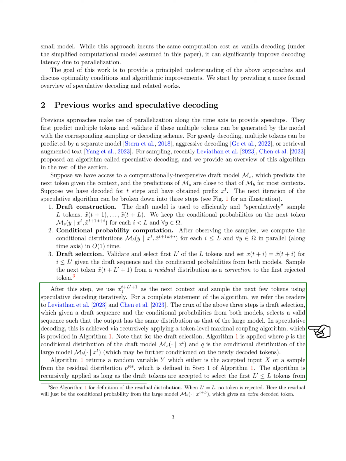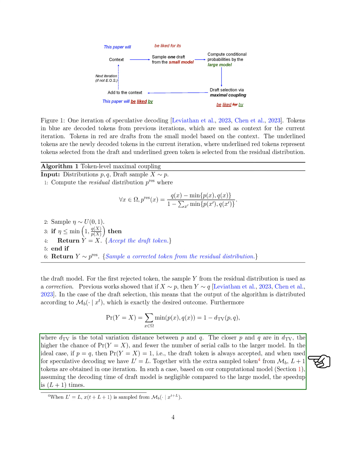Previous research has shown that if the input follows the distribution of the draft model, then the output of the algorithm follows the distribution of the large model, which is exactly what we want. The closer the distributions of the draft model and the large model are, the higher the chance of the draft token being accepted, and fewer the number of serial calls to the larger model.